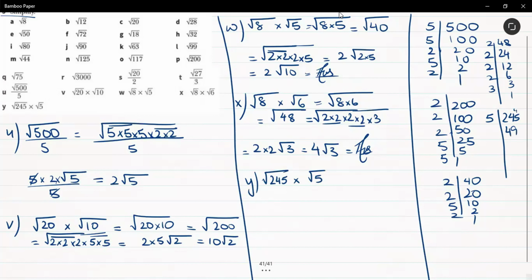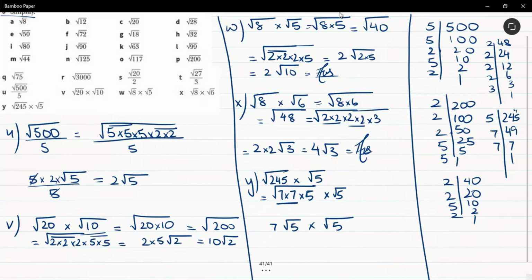So what would it be? 49, yeah, 7. 7 7s are 49, 7 1s are 7. So this would also be equal to 7 multiplied by 7 multiplied by 5, further multiplied by under root 5. So basically what we are going to do here is we've got a pair of 7. So we are going to say that this is equal to 7 under root 5 multiplied by under root 5.